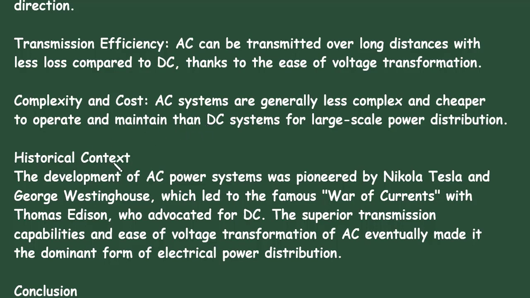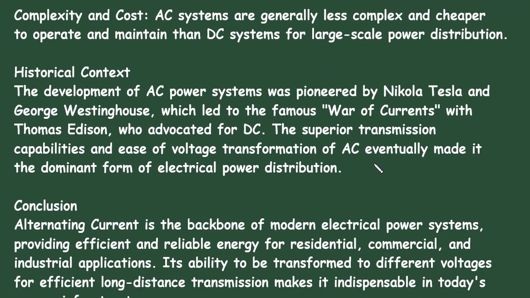Then historical context. The development of AC power systems was pioneered by Nikola Tesla and George Westinghouse, which led to the famous War of Currents with Thomas Edison, who advocated for DC. The superior transmission capabilities and ease of voltage transformation of AC eventually made it the dominant form of electrical power distribution. So finally, we use the AC supply.